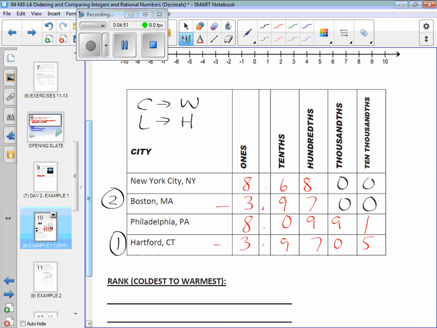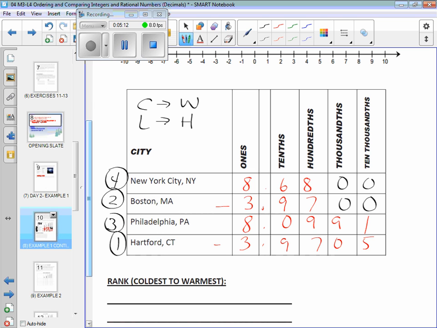8 and 8, no help. But look, we're good here. What's lower, 0 or 6? Because you always have to remember, it's low to high. What's lower, 0 or 6? And they're positive. Right, so that becomes your third city, making automatically New York number 4.